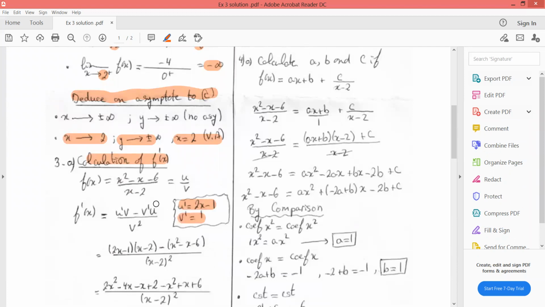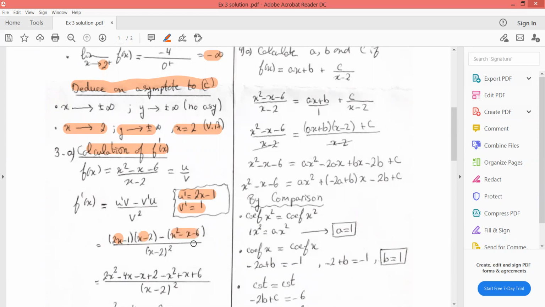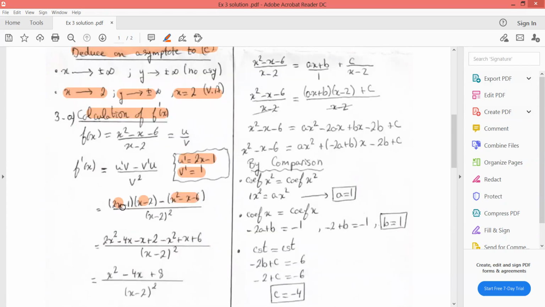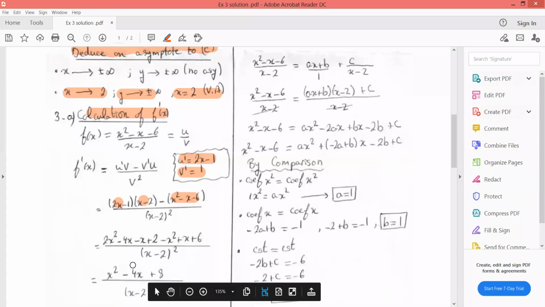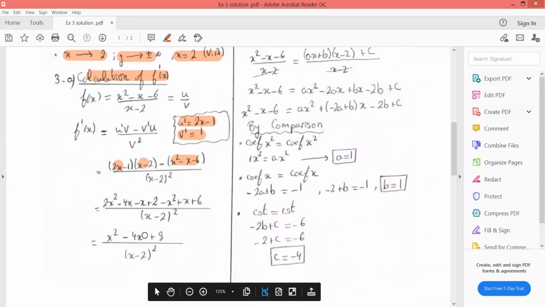This rule you probably have memorized well. This f prime x is u prime v minus v prime u over v squared. We replace: u prime v minus v prime, which is 1, times u, over x minus 2 squared. We expand 2x times x to x squared minus 4x minus x plus 2. Finally, we get x squared minus 4x plus 8 over x minus 2 squared.